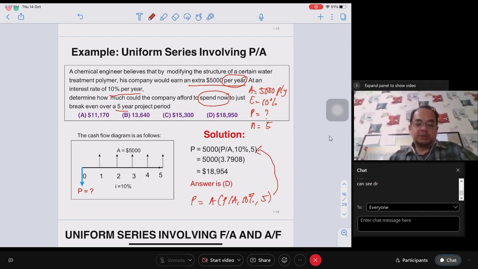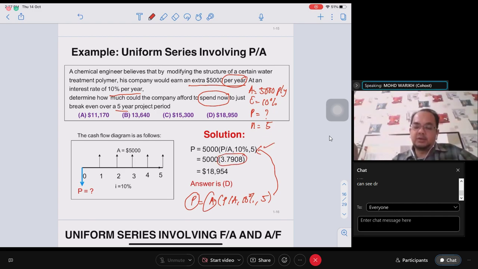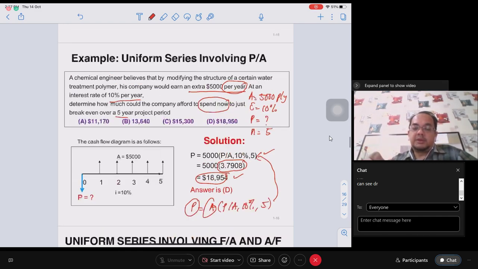So back to the question. We know that you have to find P, and A is given. Same as this one. Now refer to the tables. You should get this number, 3.79008, and after you multiply the numbers, you will get this answer: 80,000 ringgit 954. So this one is P over A, present. You have to find present, A is given.